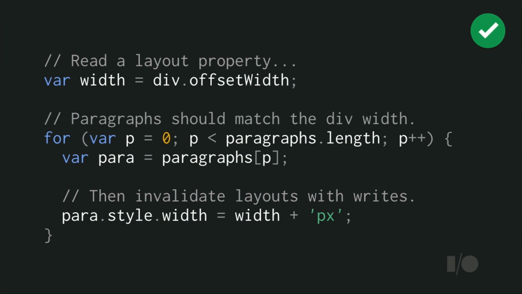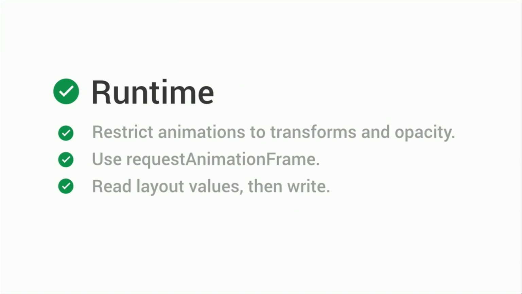Instead, what we should do is ask for the layout property once at the start, and then do all the writing. So it's this kind of more general rule. When I see layout thrashing, I would say, read any layout values, then write them. That said, you'll probably try and avoid layout during an animation.